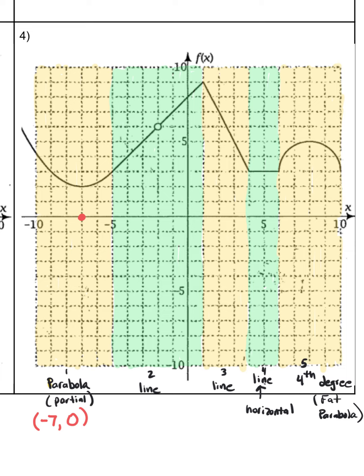Now to get a second point, we just pick any other x value in here. I'm just going to go over here to -9. So I'm going to put in a tangent line right there. What is the slope of my tangent line? So I'm going to go over to -9 on the x-axis. I'm going to go up to the graph, and I'm going to put in a tangent line right there.